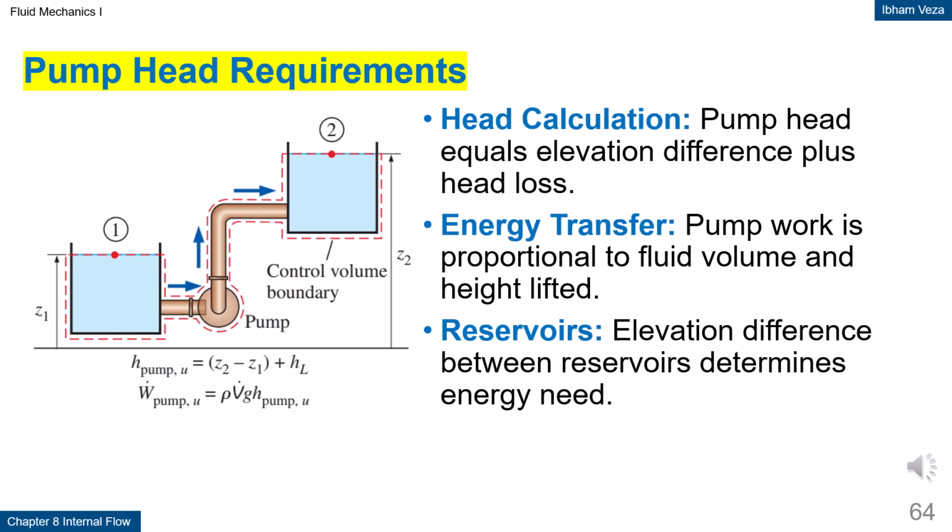Pump head requirements. Pump head is determined by the elevation difference between two reservoirs plus all head losses in the system. The energy supplied by the pump is used to lift the fluid and overcome frictional losses. The larger the elevation difference and friction losses, the greater the required pump head. This concept is fundamental in pumping system design. Accurate calculation prevents selecting an undersized or oversized pump.